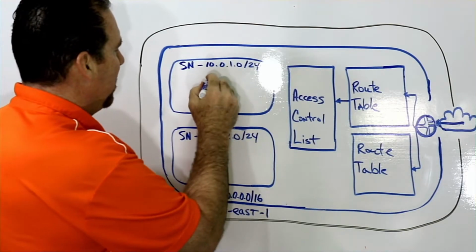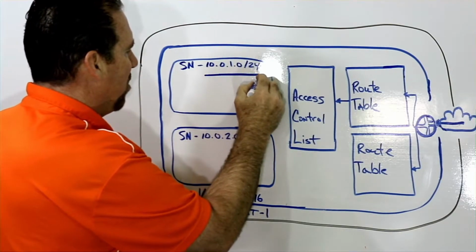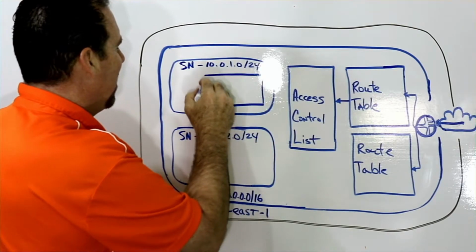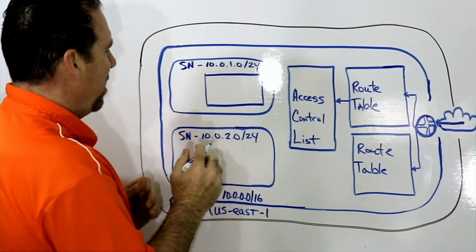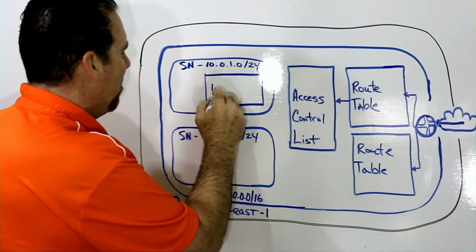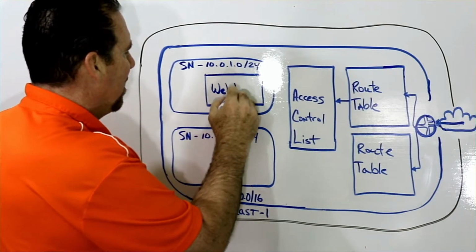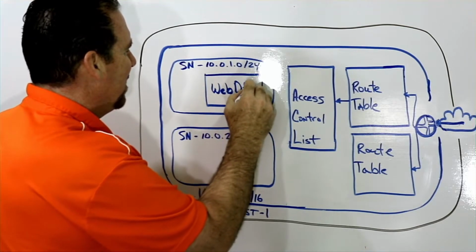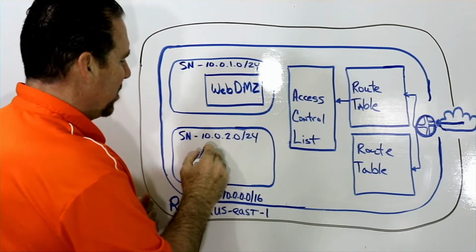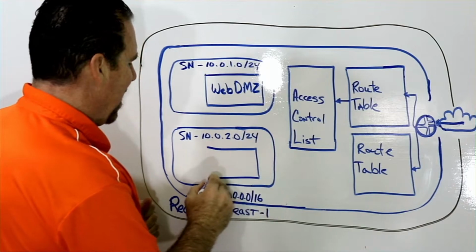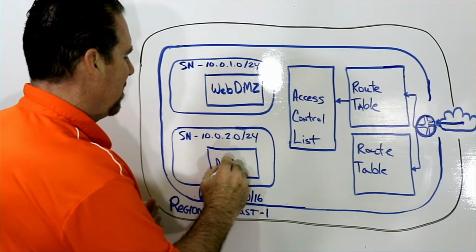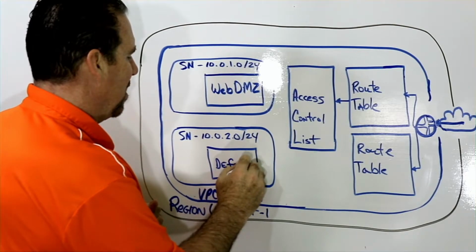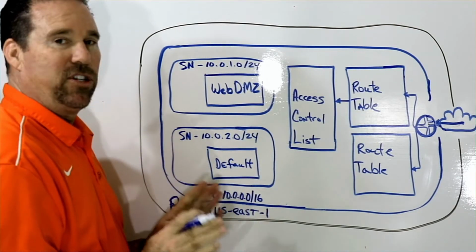Okay, so there is a security group already in this one, and I think we call this security group Web DMZ. There's a security group in here, and this is just our default. Now, we're going to have to change that.